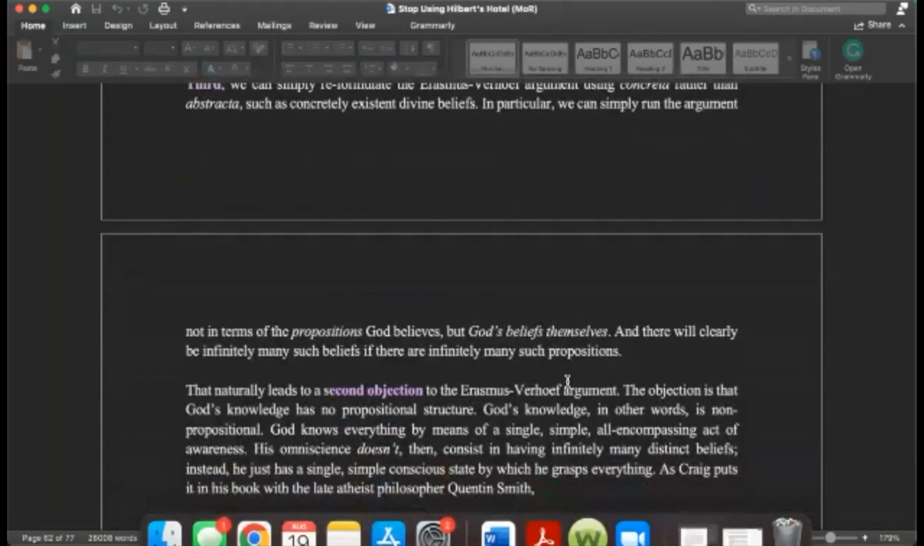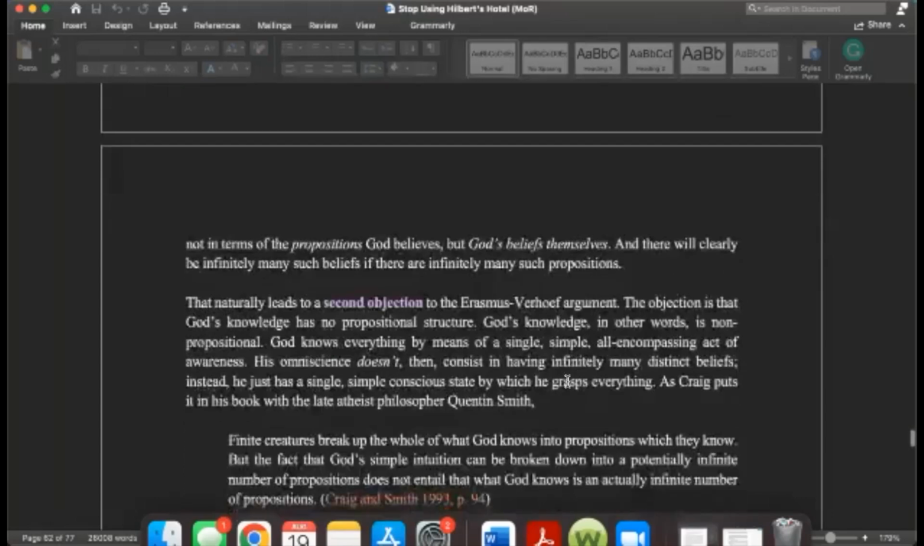And that, of course, naturally leads to a second objection to the Erasmus-Verhoef argument. The objection is that God's knowledge has no propositional structure. God's knowledge, in other words, is non-propositional. God knows and believes everything by means of a single, simple, all-encompassing act of awareness. His omniscience doesn't then consist in having infinitely many distinct beliefs. Instead, he just has a single, simple conscious state by which he grasps everything.